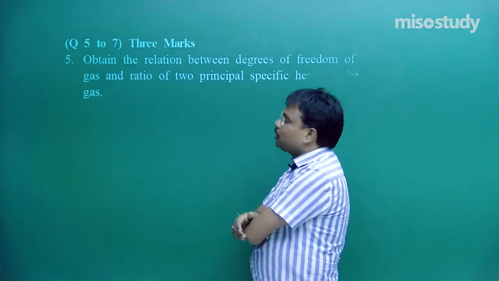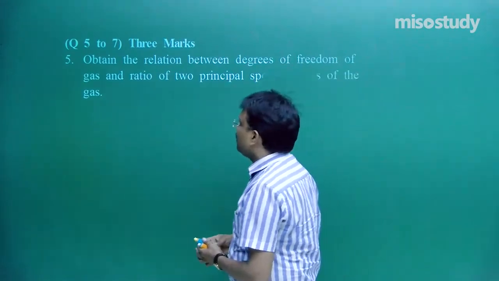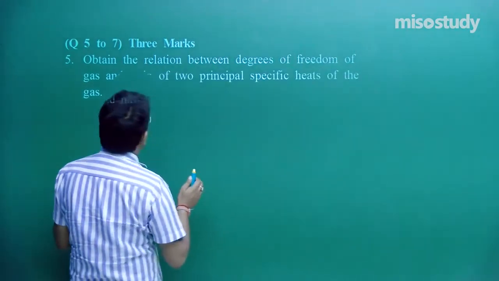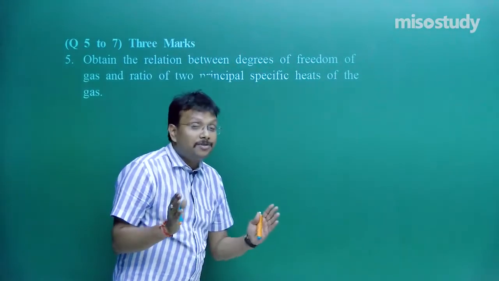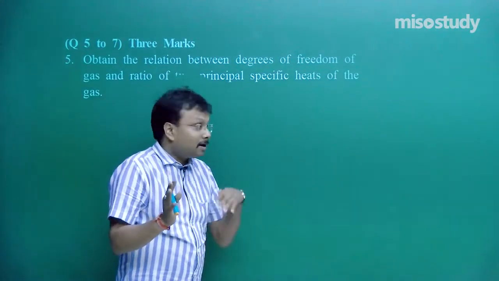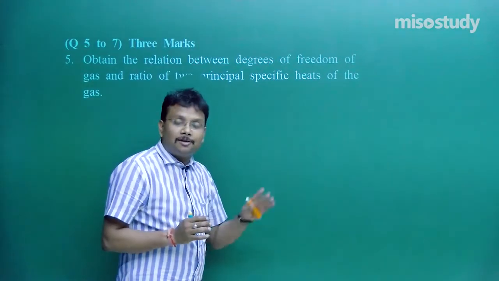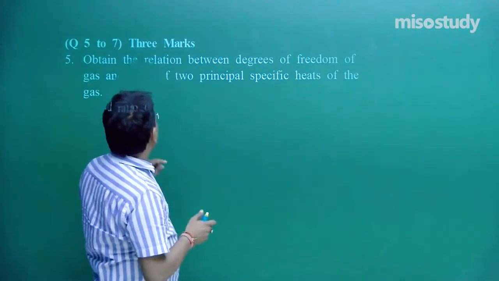Fine. So what can you produce in this particular result? First you have to confine your answer, because it is for 3 marks, so at least you have to mention the terms, their names, their uses. Fine. And then the relation. Don't jump directly onto the relation, it is not a numerical problem. Obtain the relation between degrees of freedom.